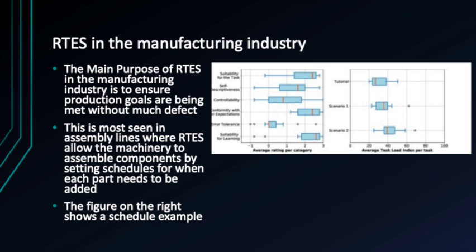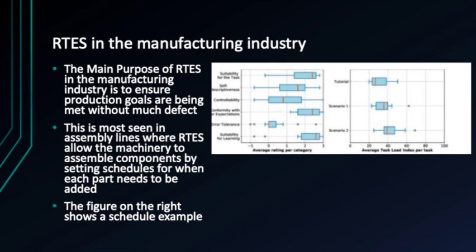The second industry I'm going to go into is the manufacturing industry. The main purpose of RTSs in the manufacturing industry is to ensure production goals are met without much defect, without much time delay. You mostly see these in controllers and assembly lines, such as the robotic arms, but also in their quality inspection cameras and monitoring systems.